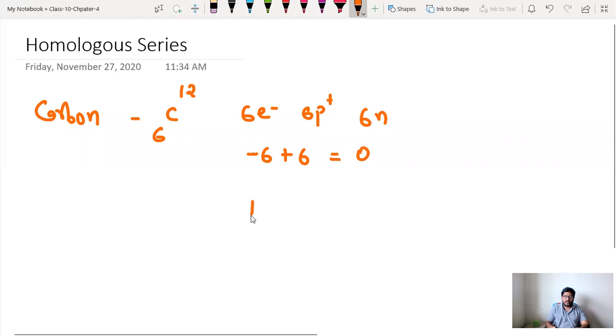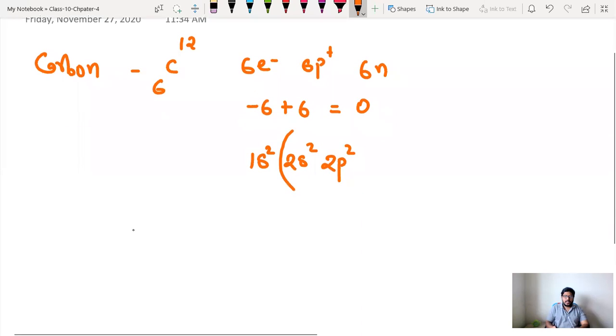If you write the electronic configuration, it is 1s2, 2s2, 2p2. The outermost orbit is 2s2, 2p2. If you want to draw the electron dot structure for carbon, see 2s2, 2p2, 2 plus 2, 4. So 1, 2, 3, 4 valence electrons are there.